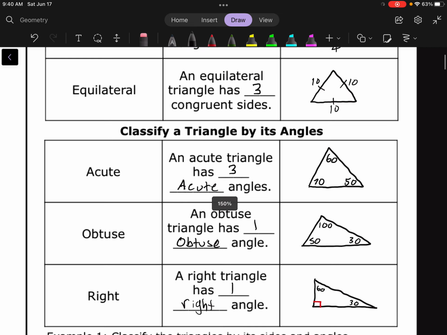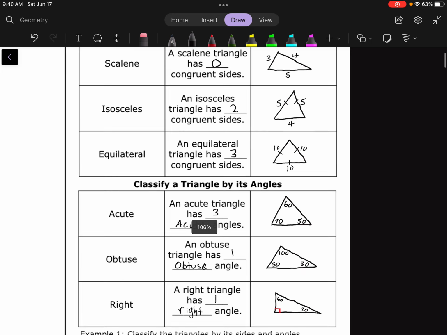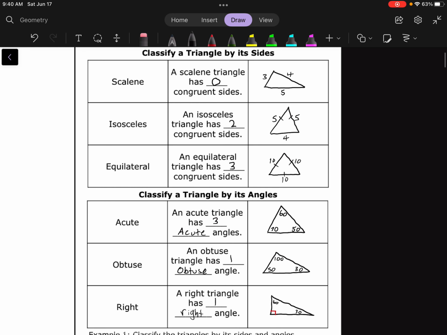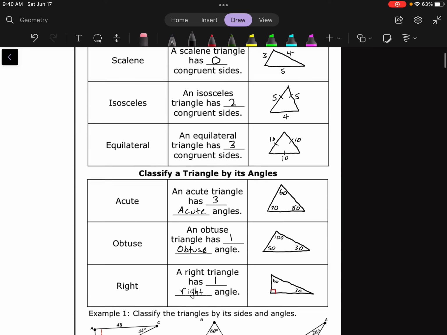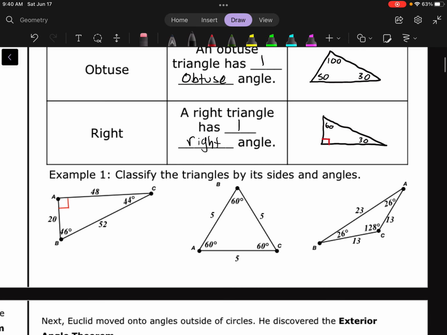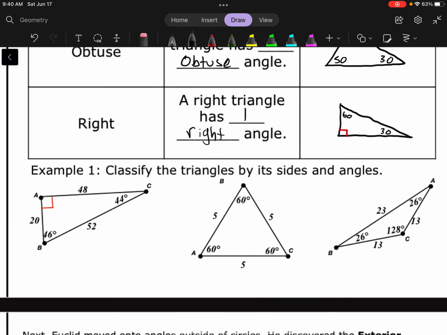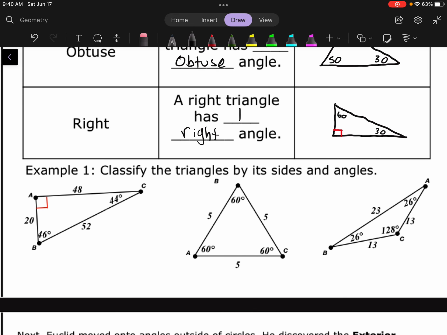Now, you can classify these triangles these 2 different ways, and oftentimes we're going to classify them using both, because every single triangle that we're going to see is actually scalene, isosceles, or equilateral, and acute, obtuse, or right. So we're going to need both of those here at the bottom. So this says classify the triangle by its sides and angles. So let's look at this one on the left first.